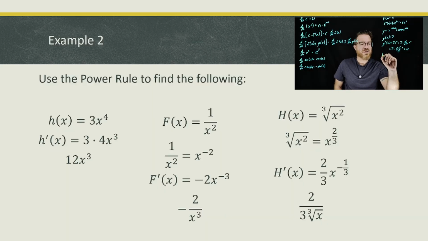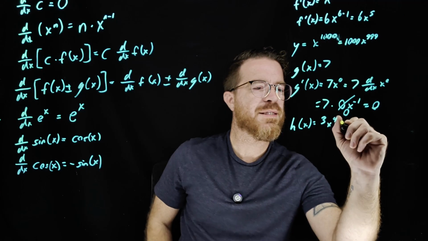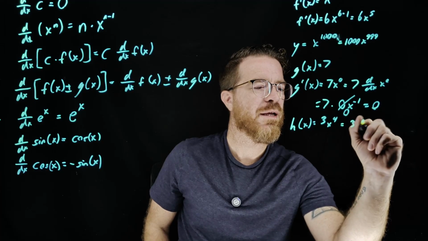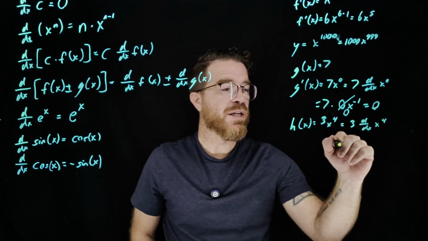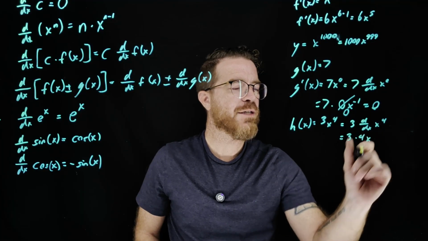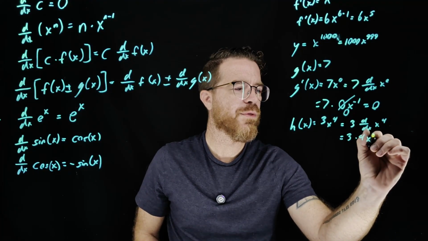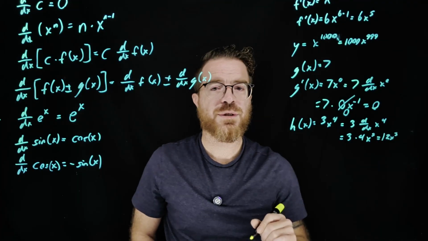Our next function, h of x, is going to be 3x to the fourth power. So again, if you wanted to follow all these rules, generally we just do it all in one step, but just to be precise, this is the same thing as taking 3 times d dx x to the fourth. So I'm going to bring that 4 down, so this is going to be equal to 3 times 4 x to the 4 minus 1, or third power. This is going to give me 12x cubed.